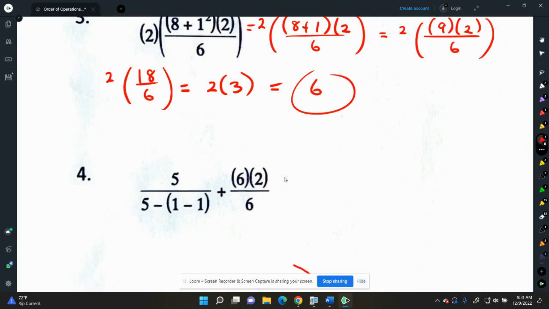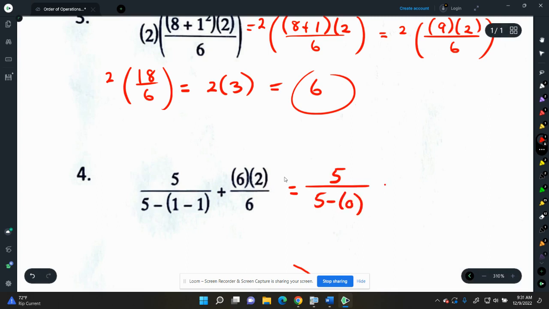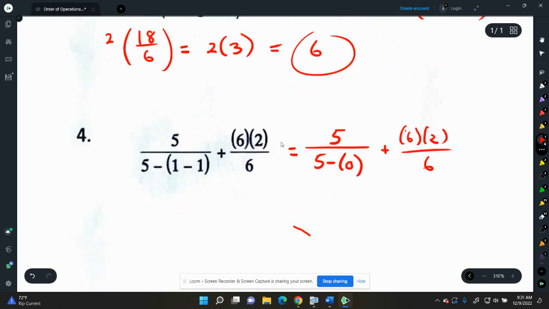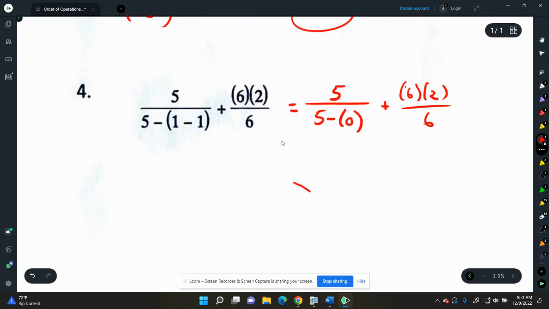Okay, next one. Najee, what do I do on this one? Which parentheses? 1 minus 1. Okay, so we've got 5 divided by 5 minus 1 is 0. Okay, and then we've got 6 times 2 over 6. Austin, what now? The multiplication. Which multiplication? The one on 6 times 2. Okay. So we get 12.